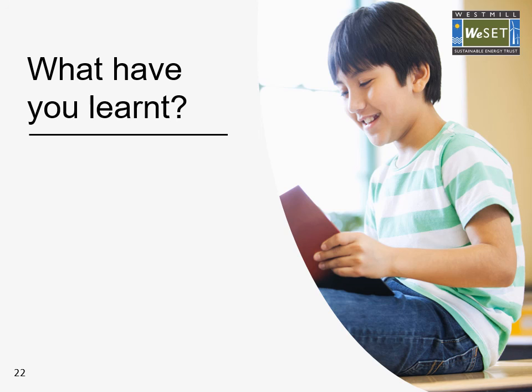So, what have you learnt this lesson? In 1880, who patented a commercially viable incandescent bulb? Now, the key phrase there is commercially viable. So that was Thomas Edison. But remember, there were other people heavily involved in the development of that invention.